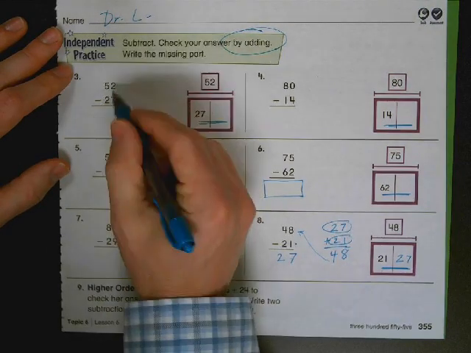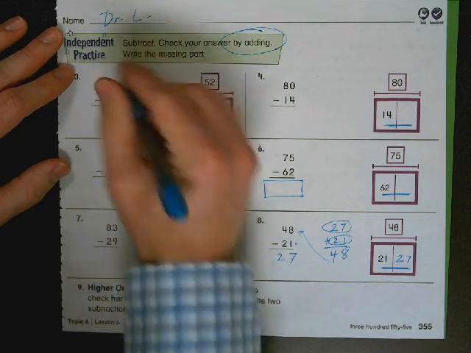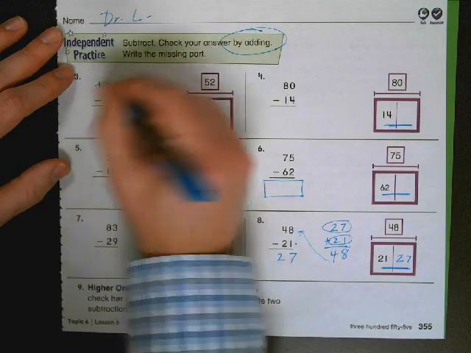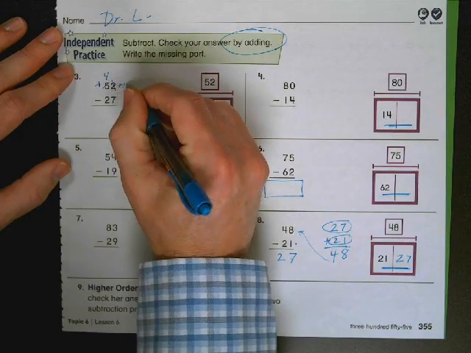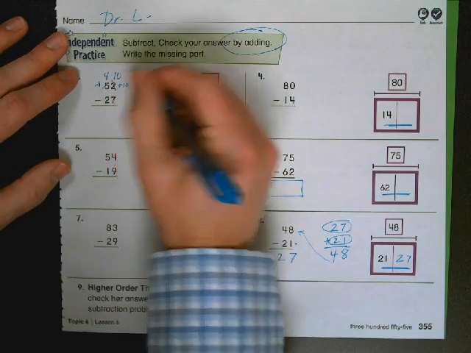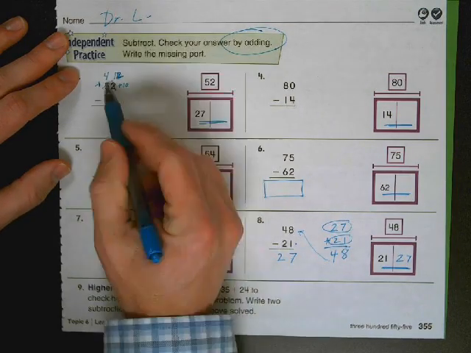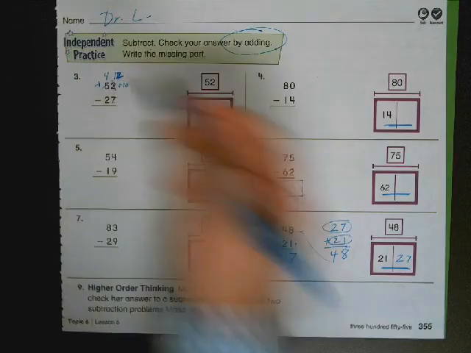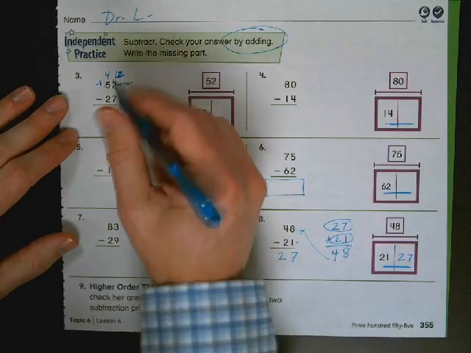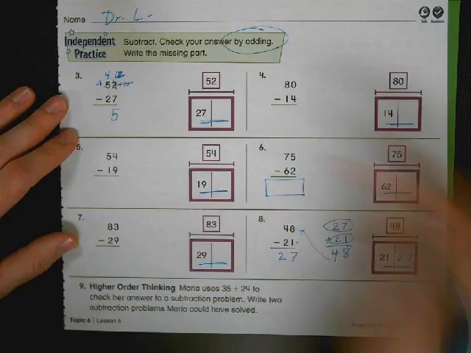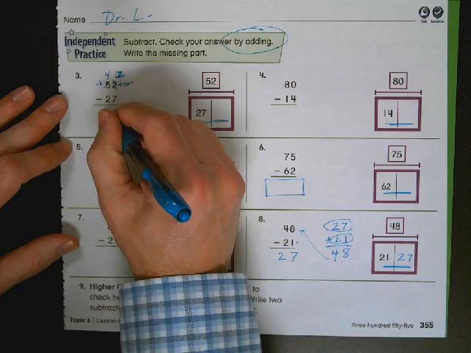I can't do 2 minus 7. I need to grab a 1. Take one of those, grab a 10. Take one of the 10s away. Got 4 10s. Add a 10 here, because I'm going to regroup it. 10 plus 2 is 12. So what do I have? I have 4, and I have 12. 12 minus 7 is 5. 4 minus 2 is 2.